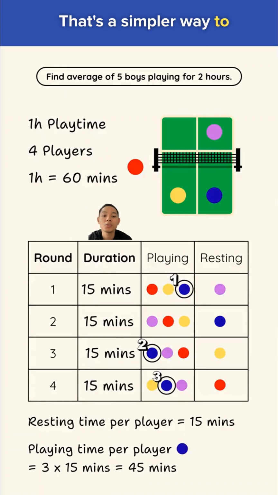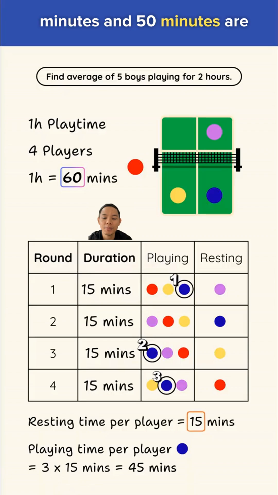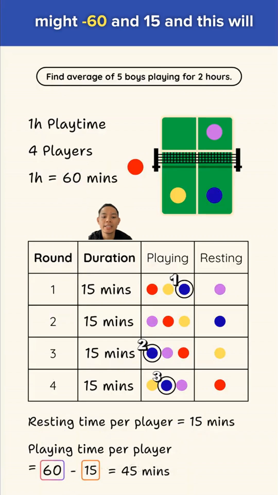That's a simpler way to calculate the playing time per player on average, if you remember. You take the play time, 60 minutes, minus the resting time of 15, and this will give us 45 minutes, which is the exact same answer for the playing time per player.